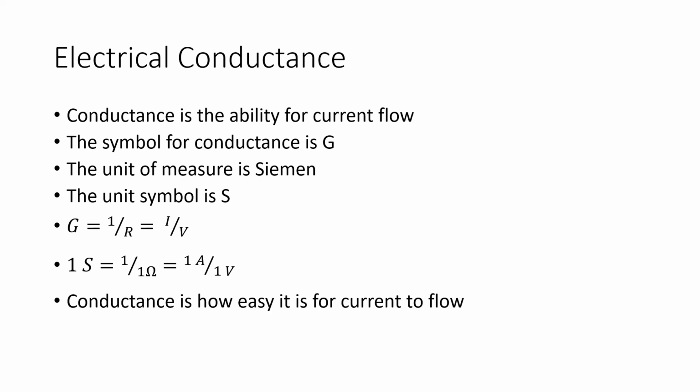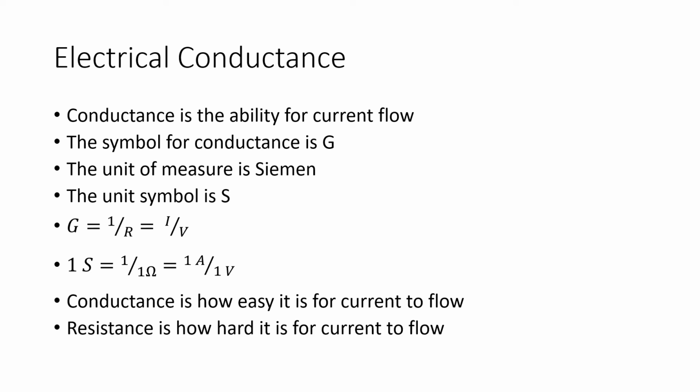Now, keep in mind that conductance describes how easy it is for current to flow. Resistance describes how hard it is for current to flow. So these two quantities, resistance and conductance, are conceptually opposite, and they're also mathematically opposites.